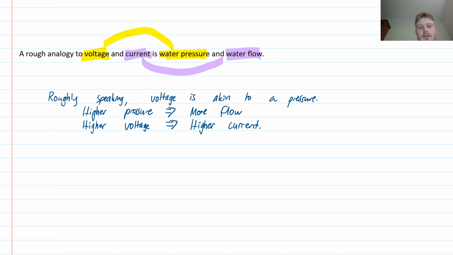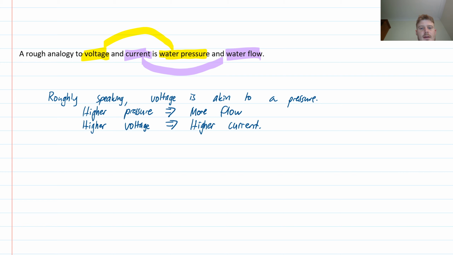Now, not always. You can have certain circuit elements where this relationship is not quite so simple, but as a general principle, most of the time, if you have a higher voltage, you would expect there to be a higher current flowing through that system.